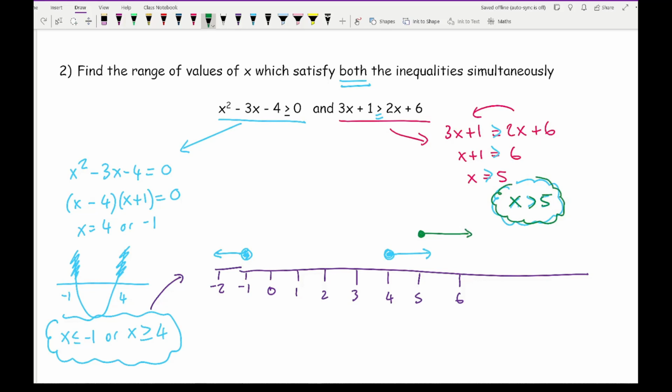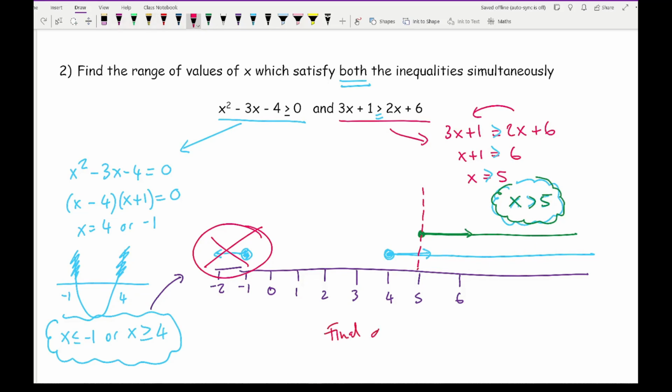Now I want the range of values that satisfy both. This part here doesn't contain any green numbers, so that's going to be a no-go. And looking at this, the only set of values that are going to have both blue and green lines are numbers beyond 5. So my final answer, and we'll do that in a different colour, for the range of values that satisfy both these two inequalities is where x has got to be greater than 5, and there is my final answer.